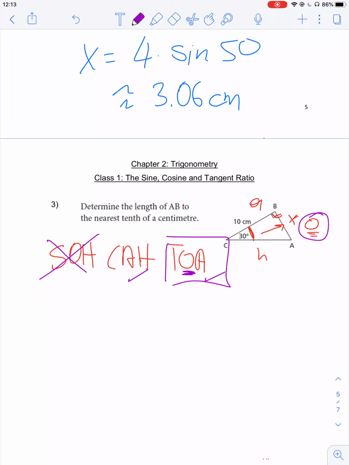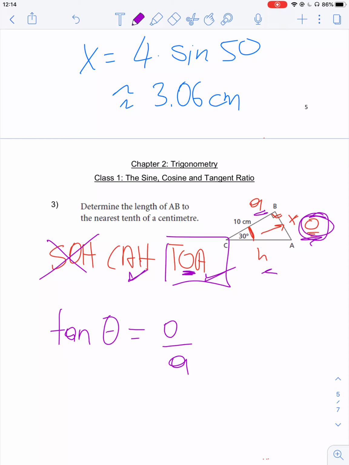Okay, so just using TOA, I know that tan of my angle is equal to the opposite side divided by the adjacent side. This is the ratio that I'm going to be using. The picture will tell you. Once you identify O, A, and H, you will know what ratio to use. Because the adjacent side is given to you, and the adjacent side is only used in the cos and tangent ratio, not the sine, I know that I cannot use sine because sine will have two unknowns, right? And because you're interested in the opposite side, you're gonna have to use the tangent ratio.